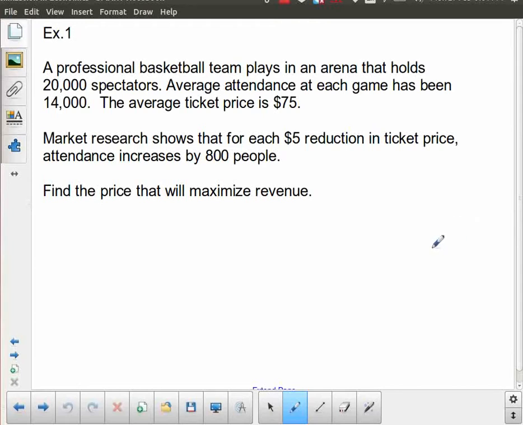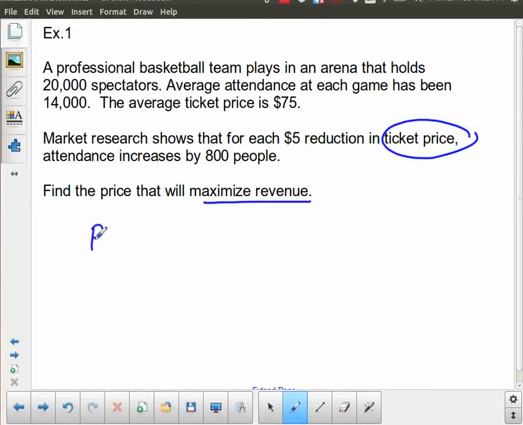So we've got a professional basketball team playing in an arena that holds 20,000 spectators. The average attendance at each game has been 14,000 spectators, and the average ticket price is $75. They've done some market research to show that for each $5 reduction in their ticket price, so if the ticket price goes down by $5, 800 more people will attend. We want to find the price. So in other words, we want to find the new ticket price that will maximize revenue.